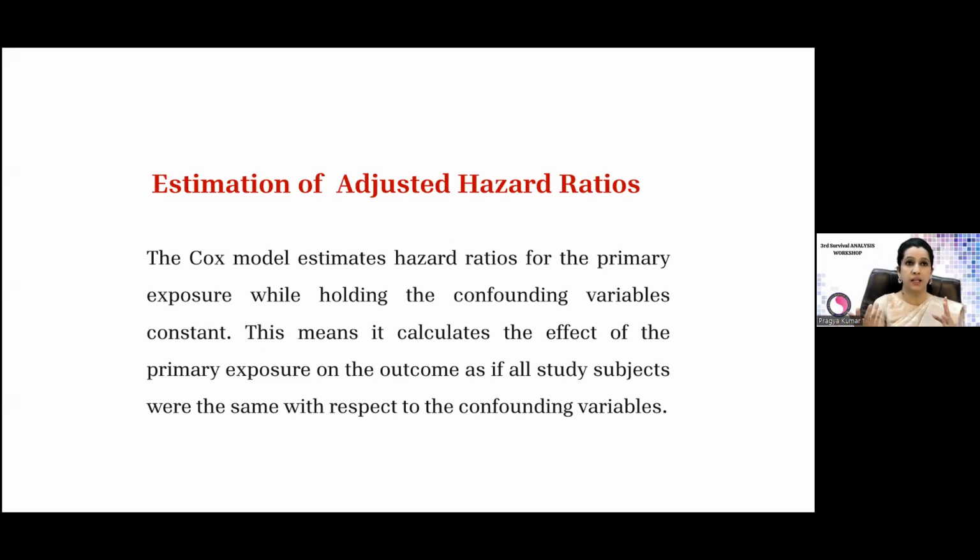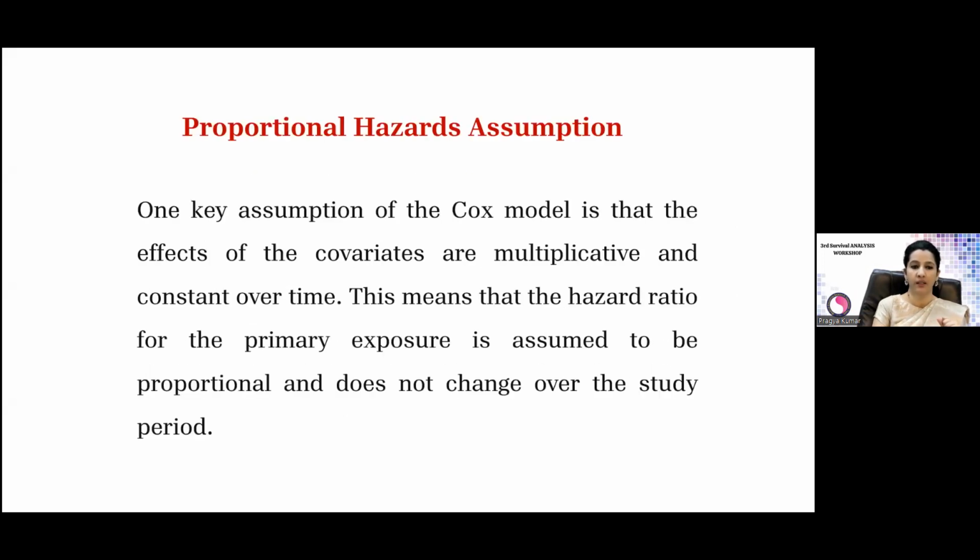And what do we mean by that? That it calculates the effect of primary exposure on the outcome as if all the study subjects were the same with respect to the confounding variable. Now there is one key assumption in this proportional hazard. We'll see how to check that. And that key assumption is that the effect of these covariates is multiplicative and constant over time. What do we mean? We mean that the hazard ratio for the primary exposure is assumed to be proportional and does not change over the study period. And this is known as the proportional hazard assumption.